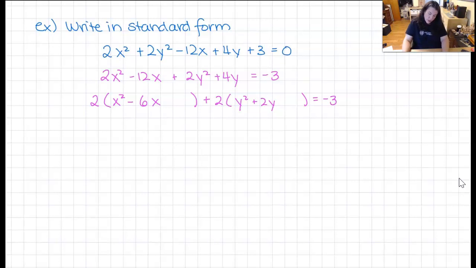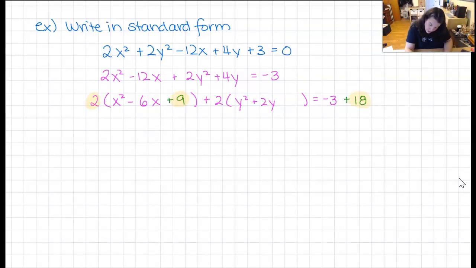So complete the square on the x's. Half of -6 is -3. Square it, you get 9. So it looks like I added 9 on the left, but remember I really added 18 because the 2 times 9 is 18. So I have to add 18 here. So this 2 times 9 is what gives me 18. That's why I had to do that.